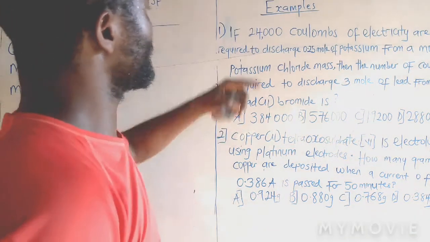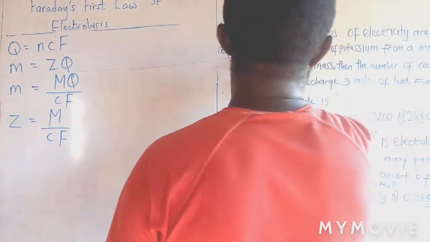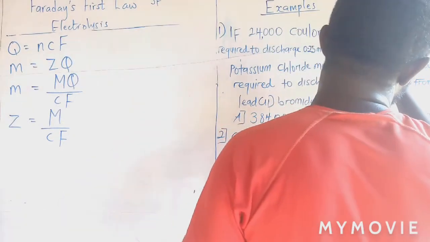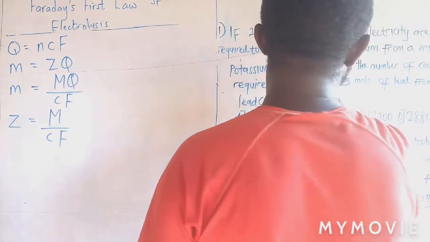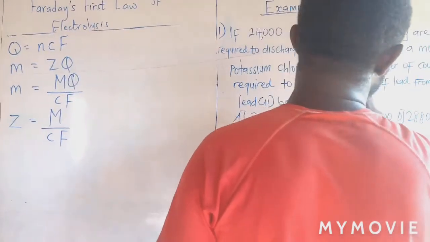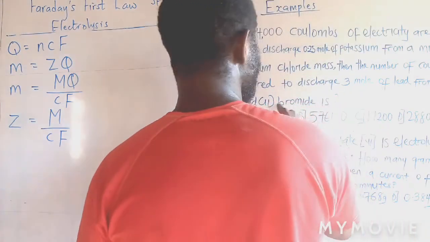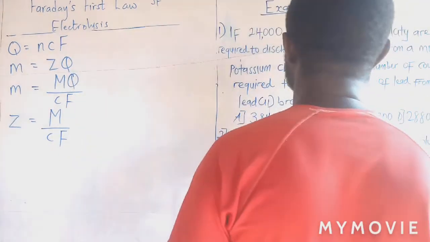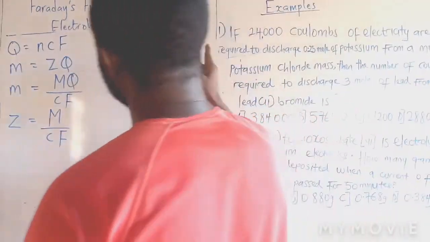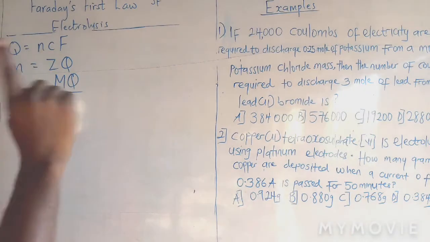Now, solving this problem, 24,000 coulombs of electricity are required to discharge a 0.25 mole of potassium from a molten potassium chloride mass. Then the number of coulombs required to discharge 3 moles of lead from molten lead 2 bromide is dash. All right. So we are talking about potassium. It has only one charge. The oxidation state of potassium is usually 1.